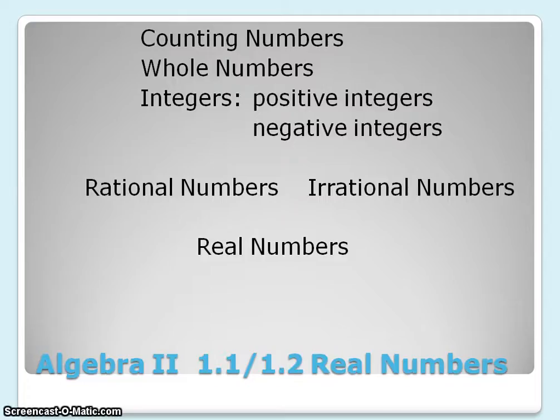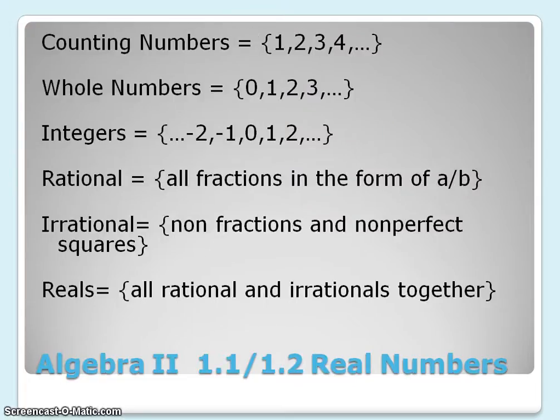So real numbers, we've got counting numbers, whole numbers, integers, both positive and negative, rational numbers and irrational numbers. These are all considered real numbers. So let's take a look at what these are. Our counting numbers, well, when we count, we usually count 1, 2, 3, 4, etc. You may also see counting numbers called natural numbers.